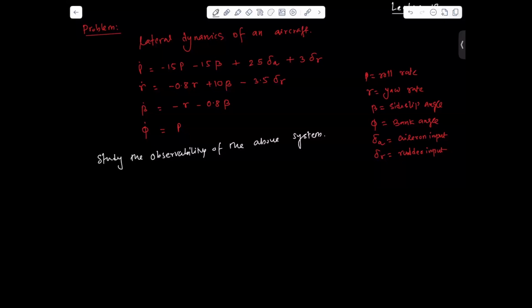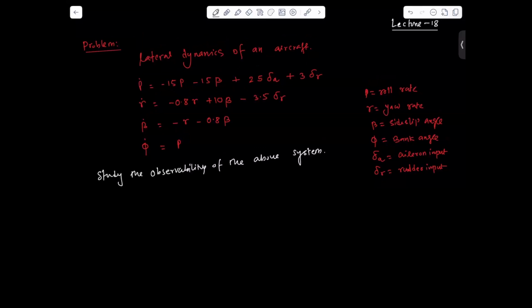Hello everyone. In this lecture we'll be studying how we can come to a conclusion on the observability of the system before we proceed to design the observer. So here we have the same system that we had in the last lecture.